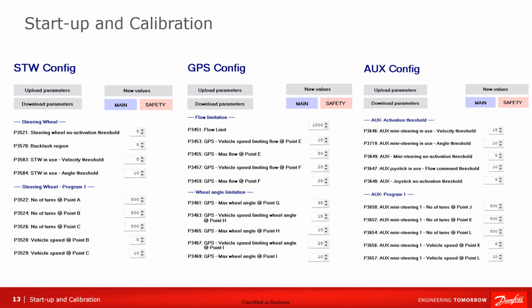The STW, GPS, and aux config pages can be used to tune the desired steering feel and safety functions. For more information on the STW, GPS, and aux config pages, please refer to the PVED CLS Startup Guide, as well as the Solutions and Applications videos.